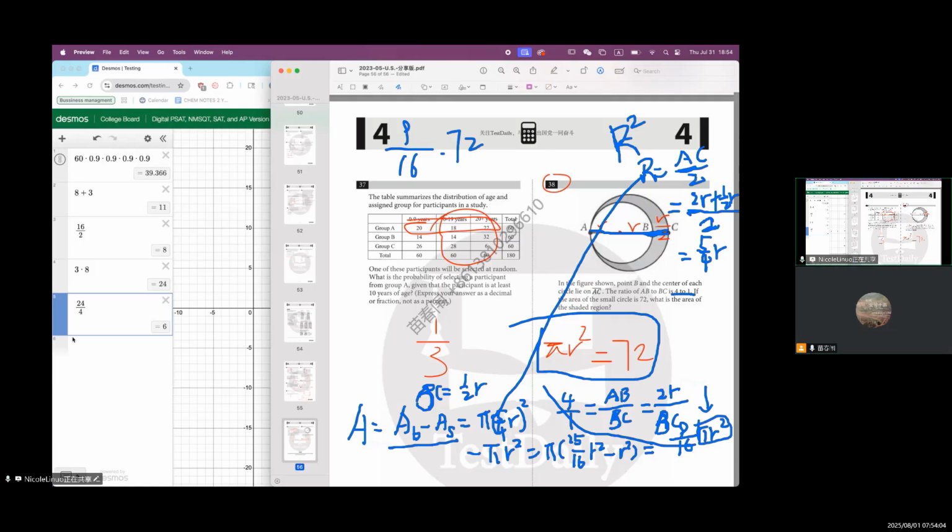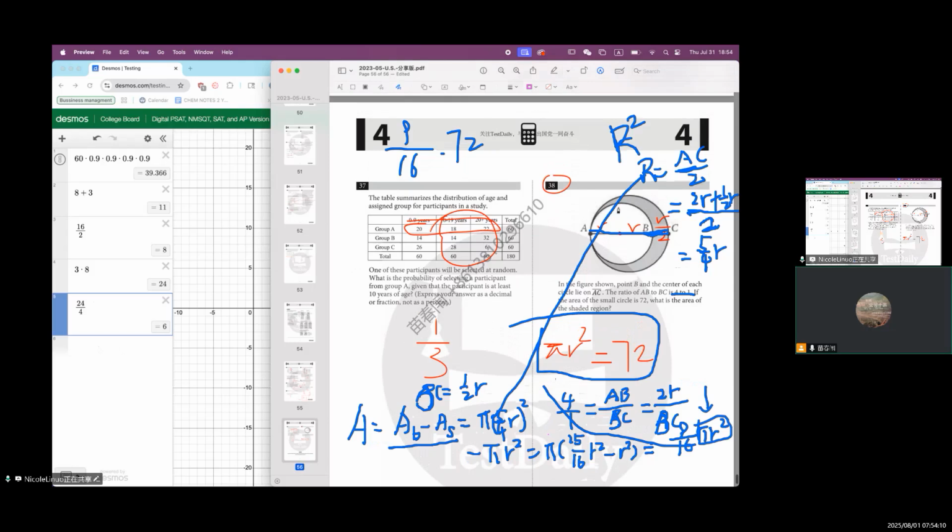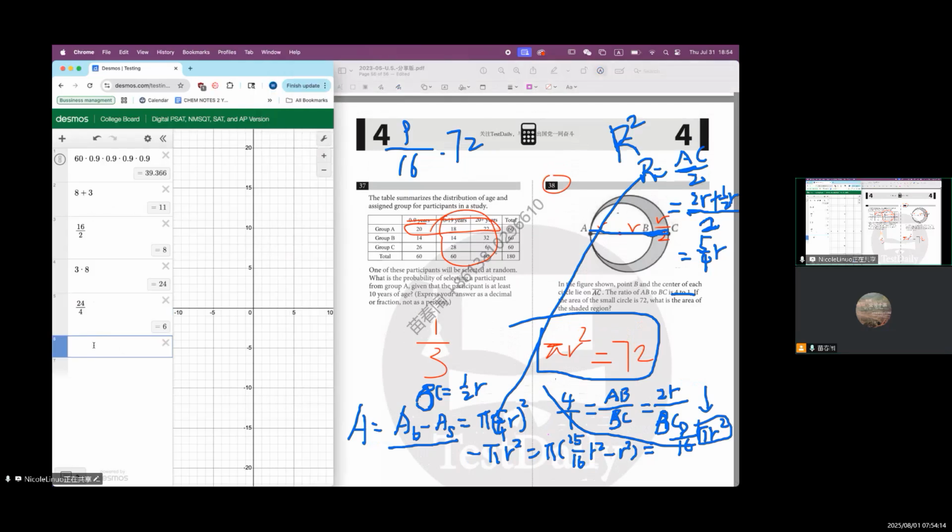All right. So if I divide this by 8, 72 divided by 8 is 9, and 16 divided by 8 is 2. So it's 81 over 2. 40.5. Yep.